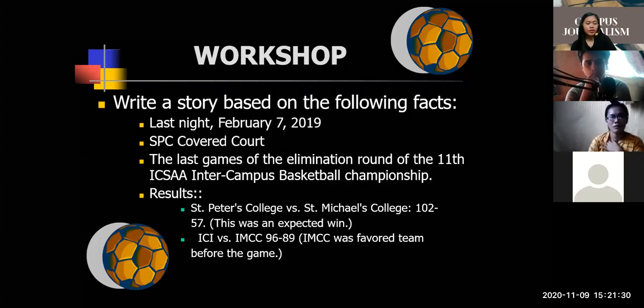What are the results? Since these are the last games of the elimination, there are two sets of results or games. For example, St. Peter's College versus St. Michael's College. This is the score, 102-57. And this was an expected win. So 102 is the score of SPC, while 57 is the score of St. Michael's. Grabe na gid.